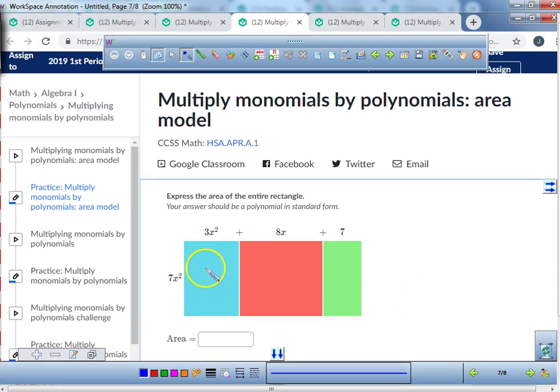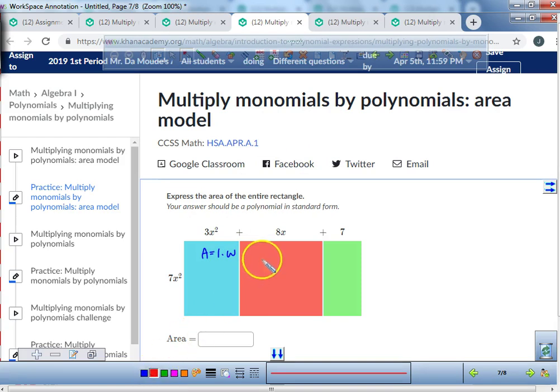We are going to find the area of this, which is what's called the length times the width. Then we're going to find the area of this, and the area of this is the length times the width. And we're going to find the area of the green, which is, once again, the length times the width. So we're going to start with length times the width of the blue.